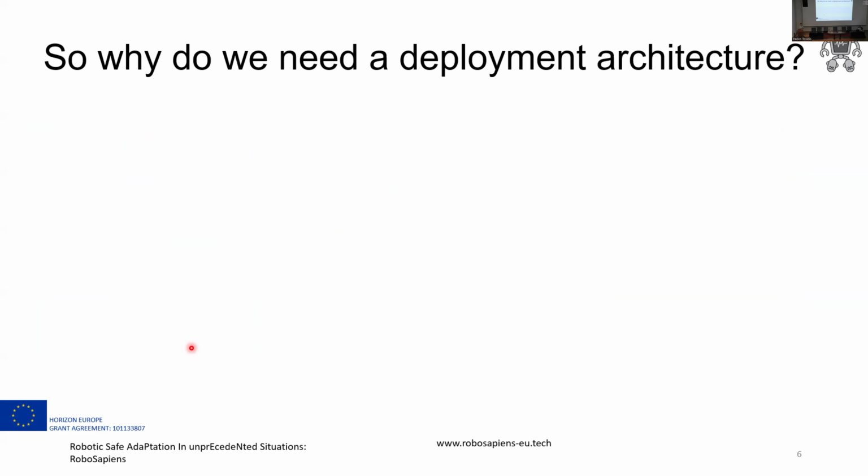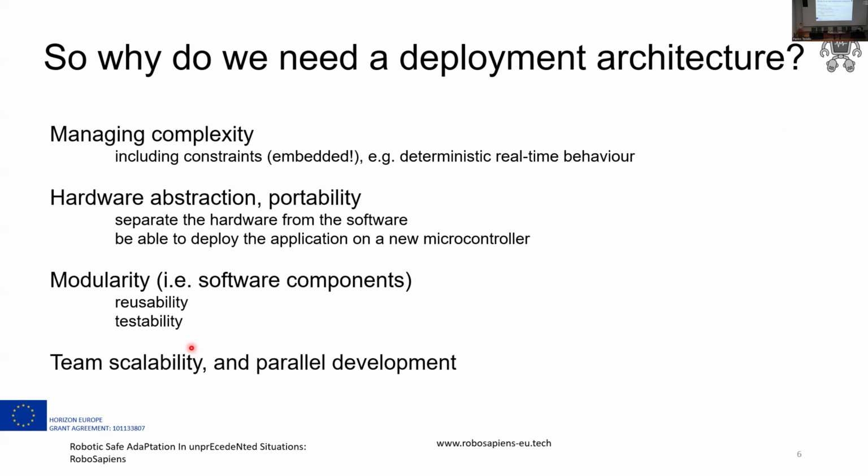Okay. So that's a bit what we have heard. Many more reasons can be told except these four, but these are the ones I think about. Managing complexity. So embedded systems are sometimes very complex. They have constraints, deterministic real-time behavior, and so on. So it can become complex. So be sure that you, as a software engineer, master the complexity.